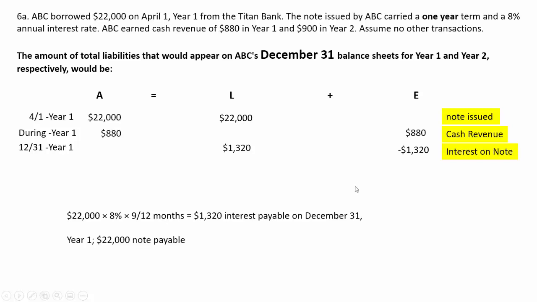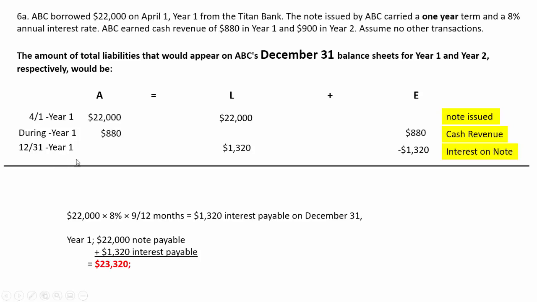Now, so year one, they want to know what's the total liability that would appear on the ABC's balance sheet for year one and year two. So year one, we have notes of $22,000, and we also have the interest that we owe for this note, which is $1320. And so the year one total liability on the balance sheet related to this note would be $23,320. Now, the next part of this, some students might call a little bit tricky, but let's just see what we got here.